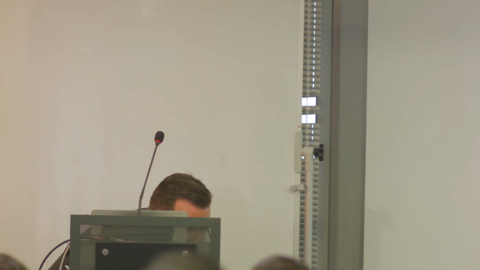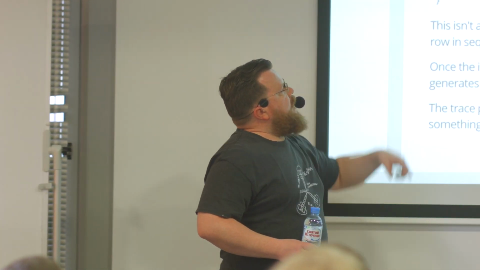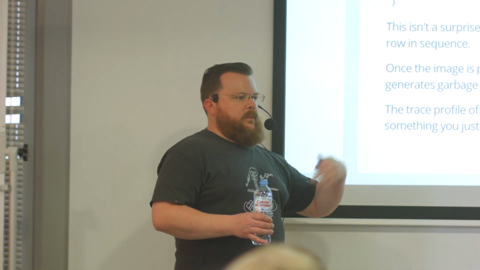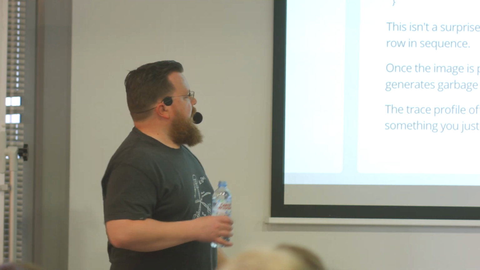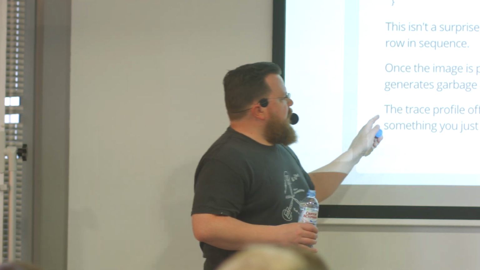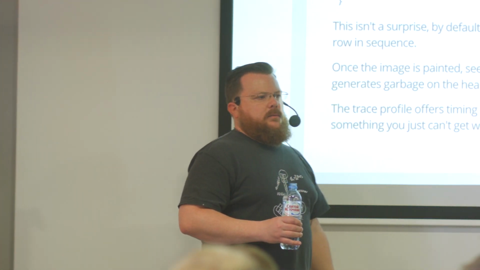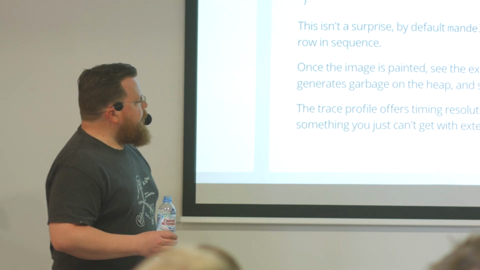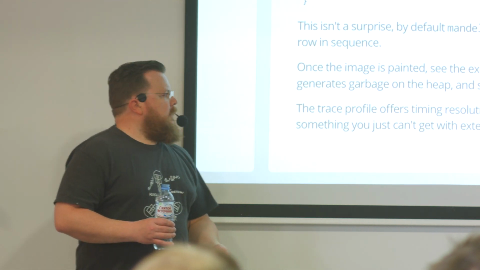Okay, so as Sergey figured out, this is just working sequentially. For each row and each column in each row, run fill pixel. And then once the image is painted, the execution switches to that writing behavior, and we see a different phase change in the program. And as you also saw, we get resolution down to the microsecond level. In fact, you can probably zoom in down to the tens of nanosecond level. And this is just something you can't get with external profiling.